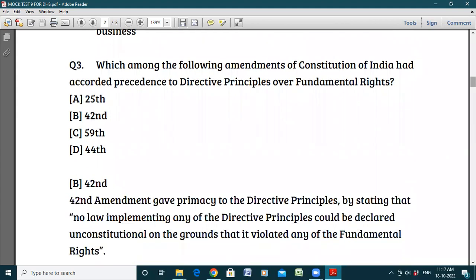The 42nd amendment gave primacy to the directive principles by stating that no law implementing any of the directive principles could be declared unconstitutional on the grounds that it violated any of the fundamental rights.